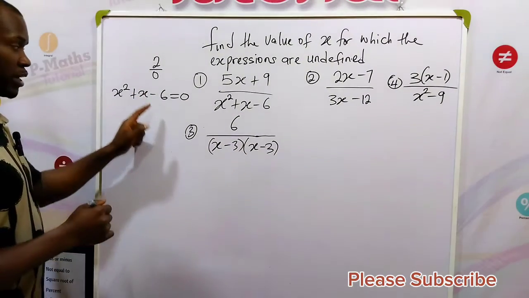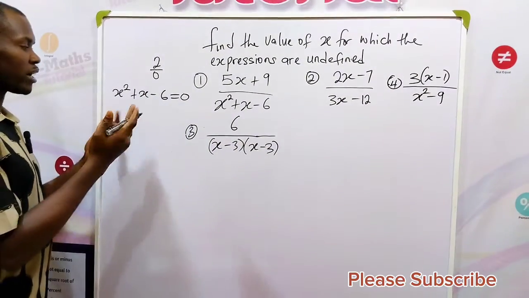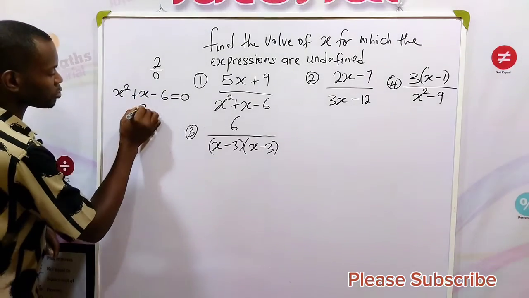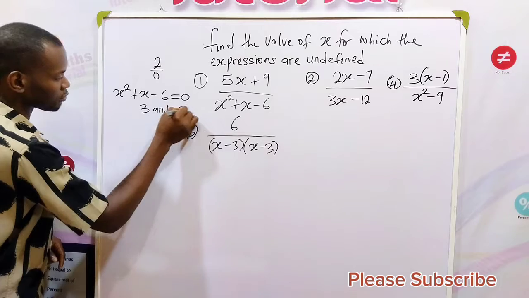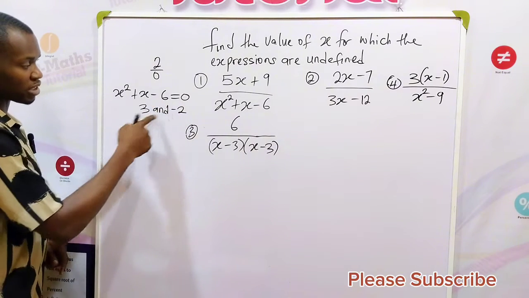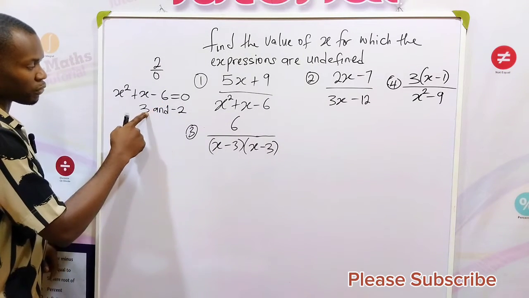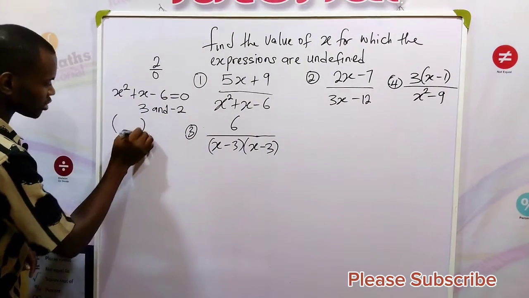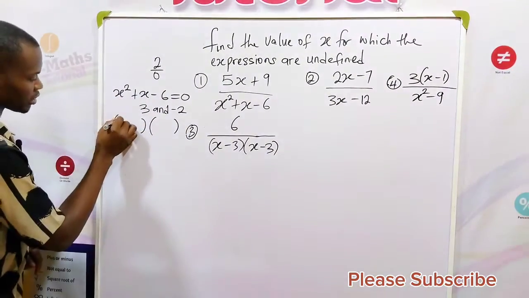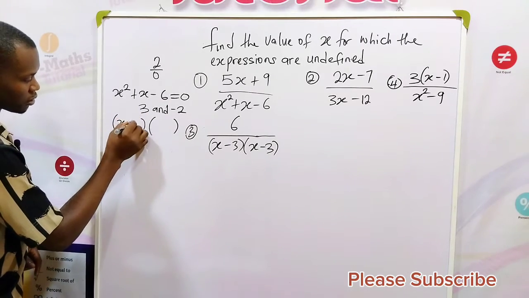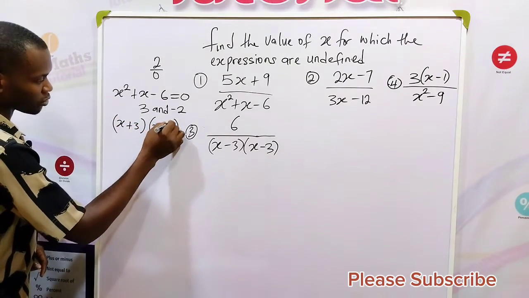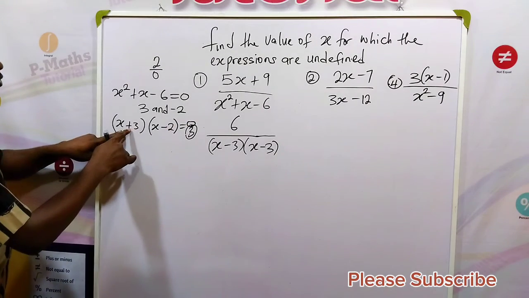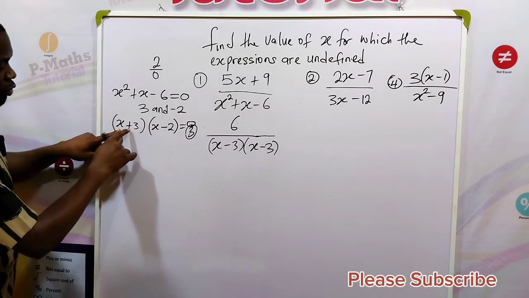So what numbers can I multiply to get negative 6? I'll add the same two numbers to have a positive 1, the coefficient of x. That should be 3 and negative 2. 3 times negative 2 is negative 6. 3 plus negative 2 is 1, the coefficient of x. So open two brackets, write x plus 3, write x minus 2, equals 0, all right? So let's find the value of x from here.